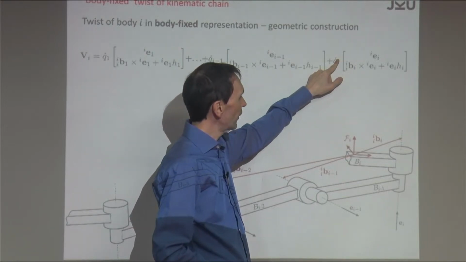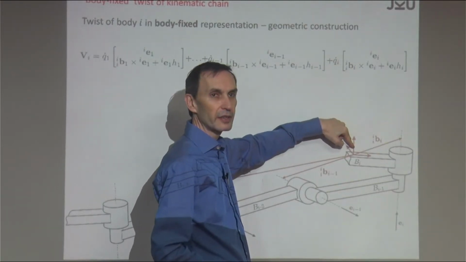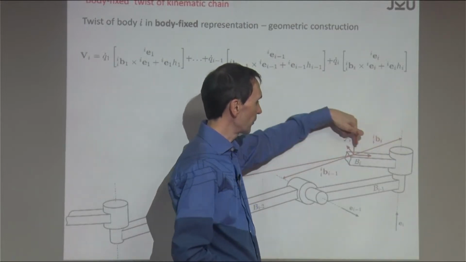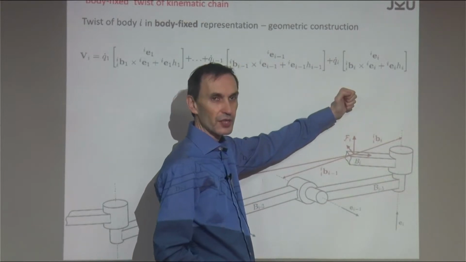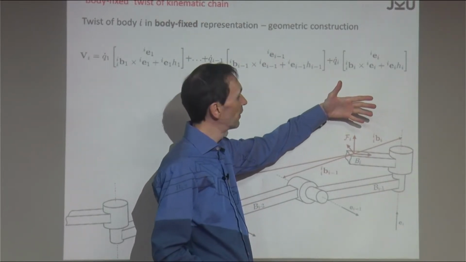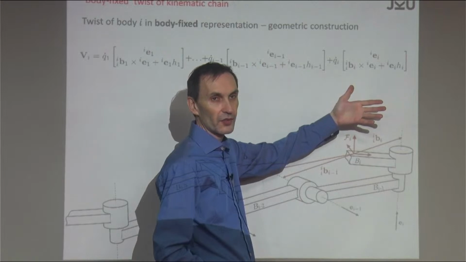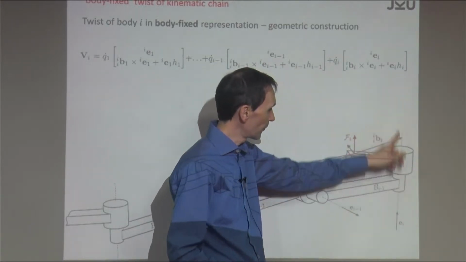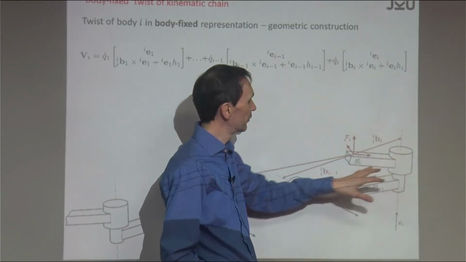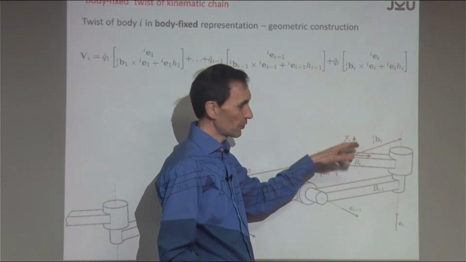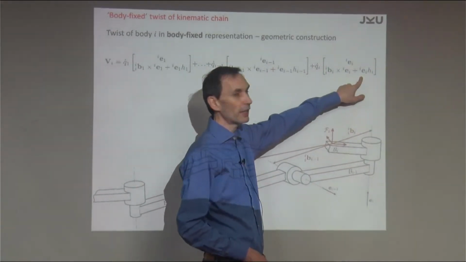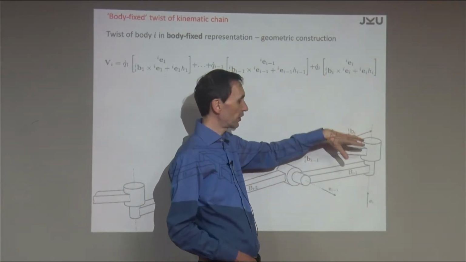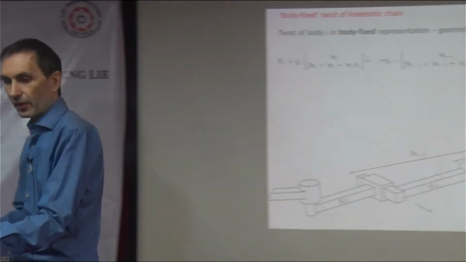What can we say about the screw coordinate of joint I expressed in body I? Does it change or does it not change? It's constant, because this joint does not move relative to this frame, because it's the one with which the body is connected. What I'm saying is that this term is actually xk, as we call it, right? The screw coordinate of the joint I.